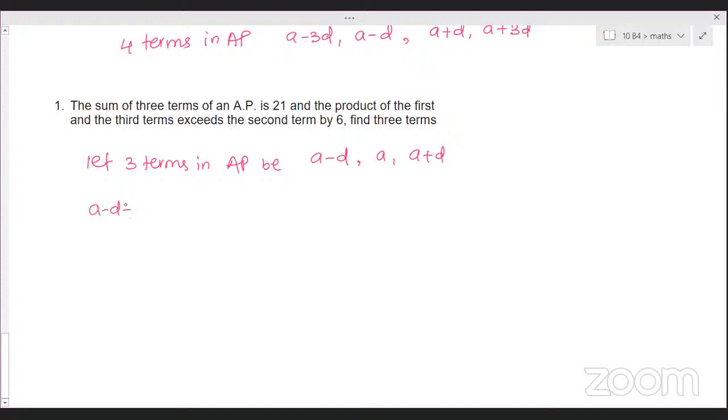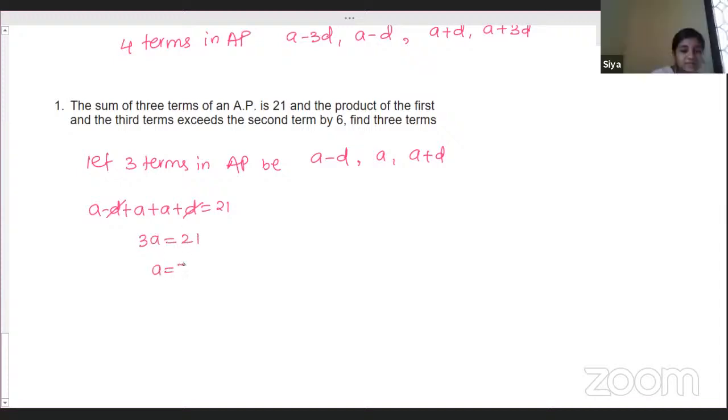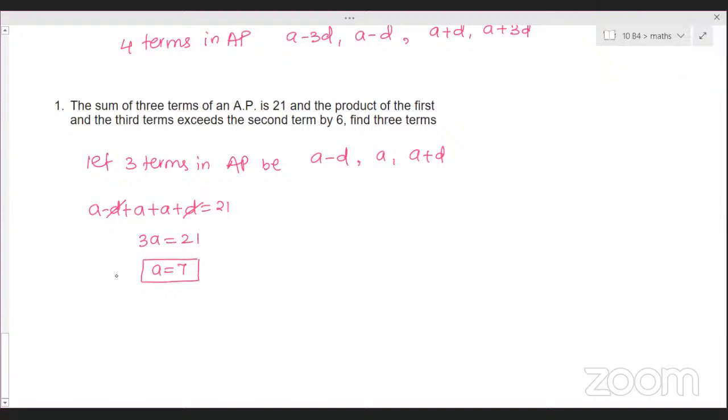So A minus D plus A plus D is equal to 21. Minus D and plus D cancel. 3A is equal to 21. A is equal to 7. We got the value of A, right? Now use the second relation to find the value of D.